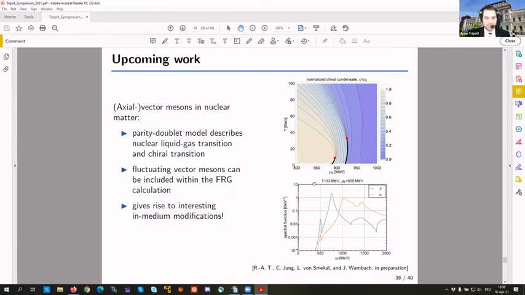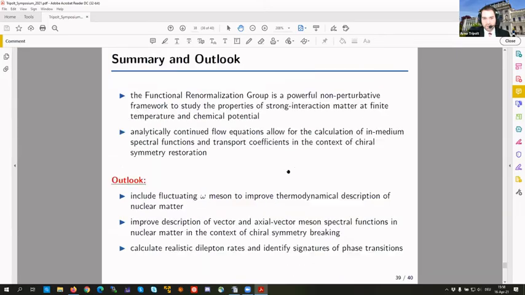So with this, I want to come to my summary and the outlook. I hope I could convince you that the functional renormalization group is a powerful non-perturbative framework to study the properties of strong interaction matter at finite temperature and chemical potential. We have discussed these analytically continued flow equations, which allow for the calculation of in-medium spectral functions, as well as transport coefficients in the context of chiral symmetry restoration.